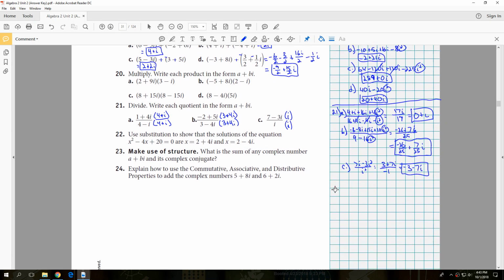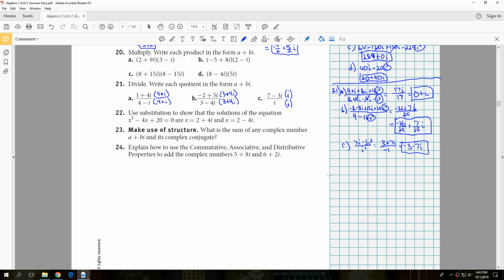All right, let's go down to number 22. Let's see here. They want us to use substitution to show that the solutions of the equation x squared minus 4x plus 20 is equal to 0 are x is equal to 2 plus 4i and x is equal to 2 minus 4i. There are a lot of ways to show this, but they want us to use substitution.